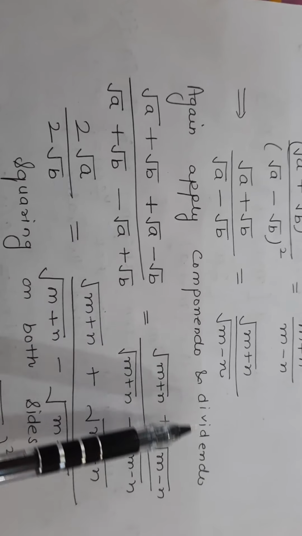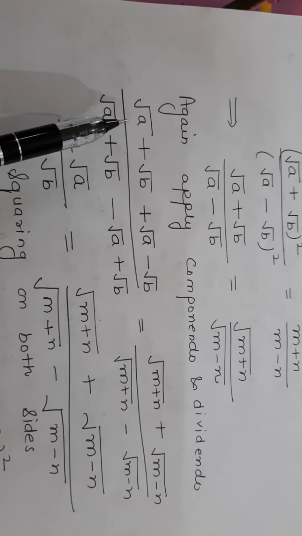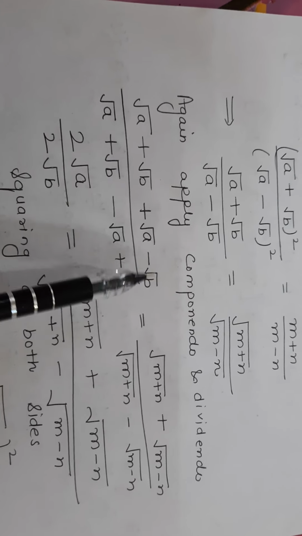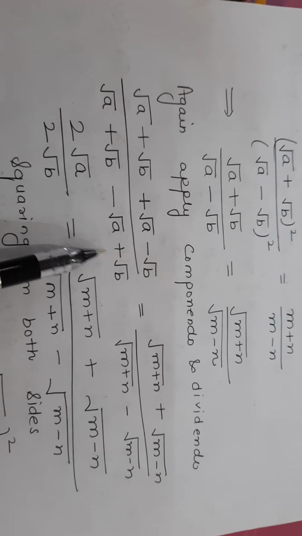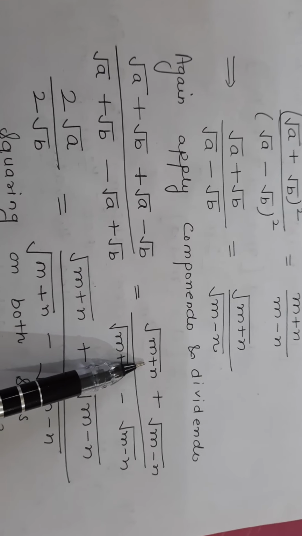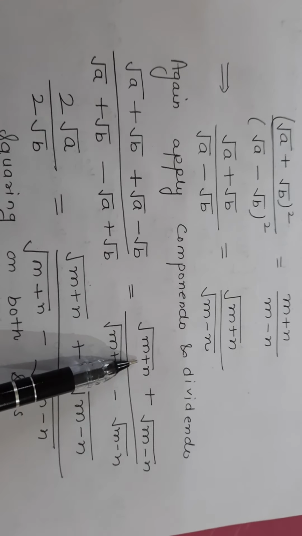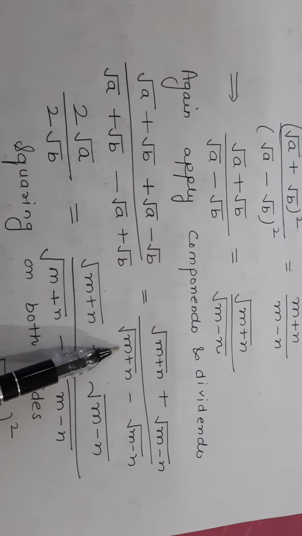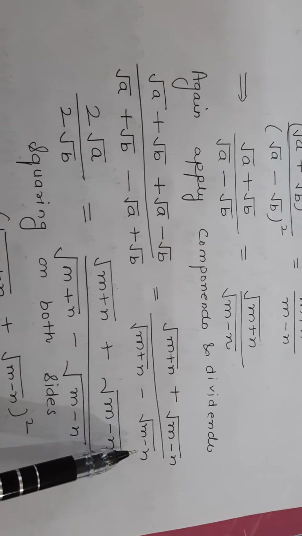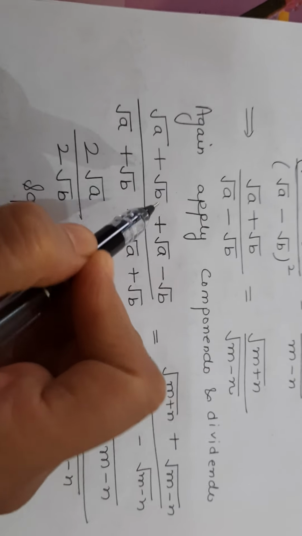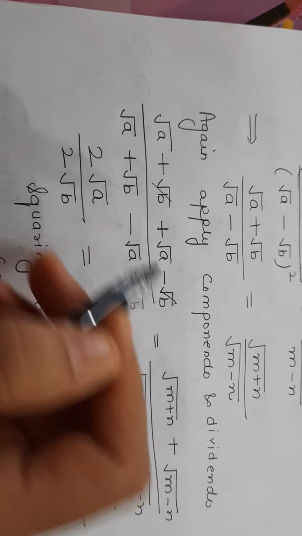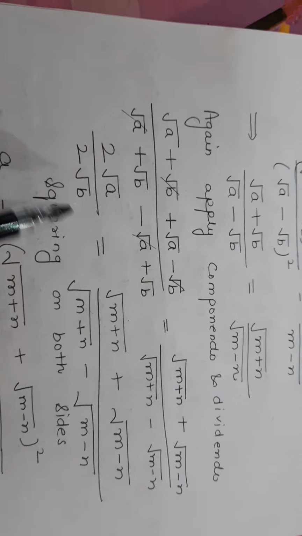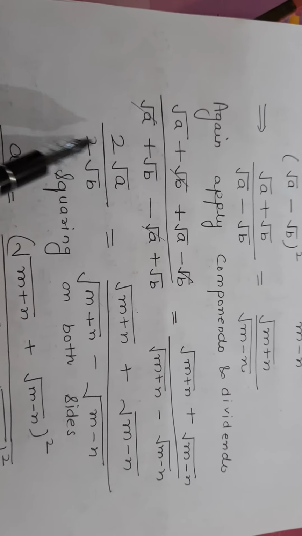Again apply componendo and dividendo. This is root a plus root b plus root a minus root b, numerator plus denominator upon numerator minus denominator. In the same way, on the right hand side, root of m plus n plus root of m minus n upon root of m plus n minus root of m minus n. So again here this root b is cancelled, and in denominator root a is cancelled. So you'll get twice root a upon twice root b is equal to this. Here 2 is also cancelled.